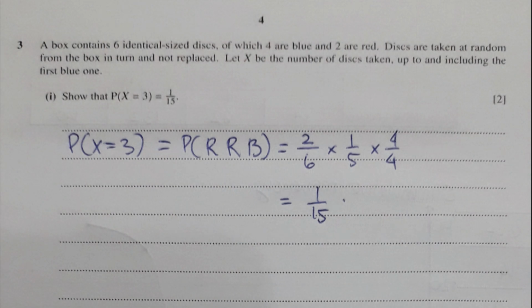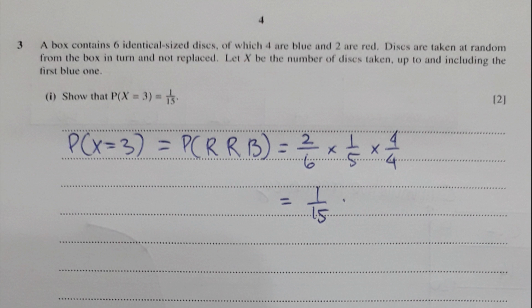Now let's continue to question number 3. A box contains 6 identical sized discs, of which 4 are blue and 2 are red. Discs are taken at random from the box in turn and not replaced. Let X be the number of discs taken up to and including the first blue one. I. Show that P(X = 3) is equal to 1 over 15.